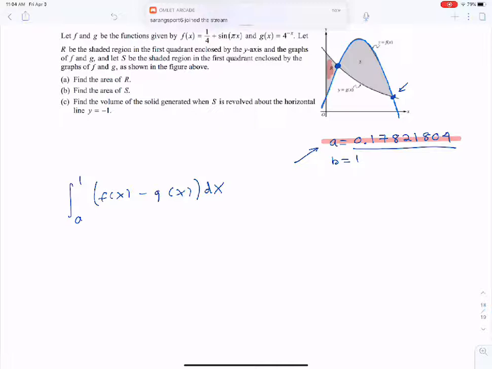Okay, let's keep on going here. Last part. Find the volume of the solid generated when S is revolved about the horizontal line y equals -1. So let's do that. I'm going to erase a couple things here to clean this up so I can get a better picture of this. So, I'm going to grab this graph and I'm going to move it.